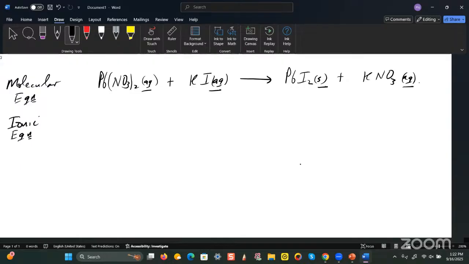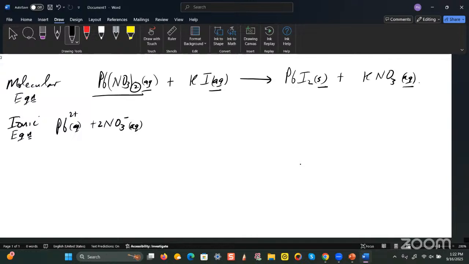So in the case of lead 2 nitrate, because it's an ionic compound in an aqueous solution, we know that it will completely dissociate. So therefore, the ions formed as a result of the dissociation of lead 2 nitrate would be Pb2+ aqueous and the NO3- aqueous, right? But because we have a 2 here, we need to multiply that by 2, right? That's very important, okay? So that takes care of the lead 2 nitrate.